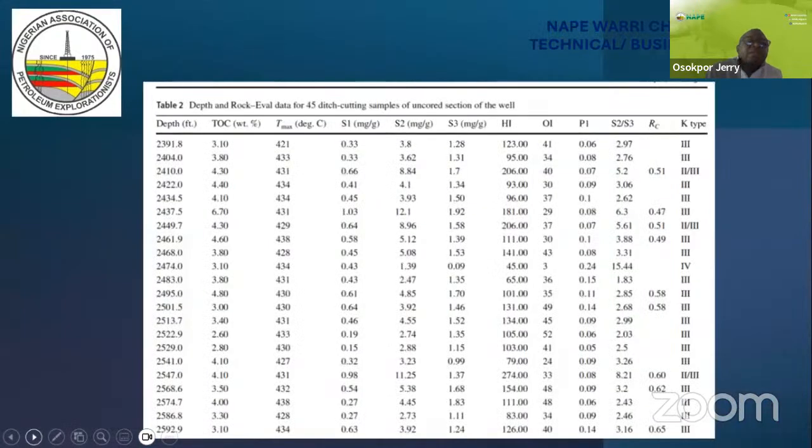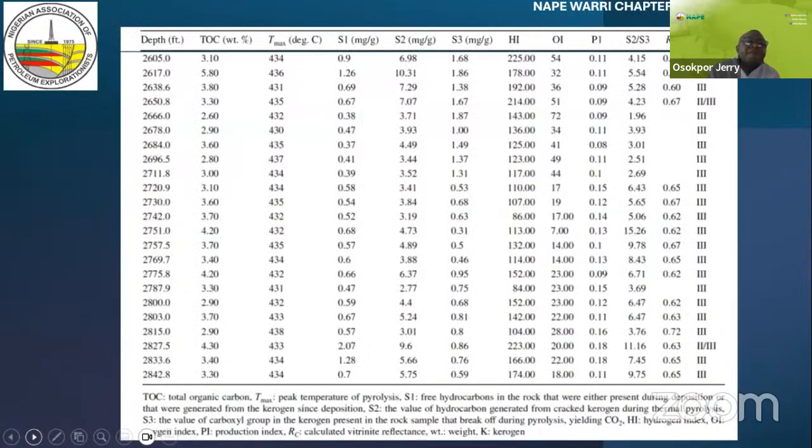Now, this is the data for the uncut section. It's supposed to be table 4, sorry. Go on. Next slide. And next slide.